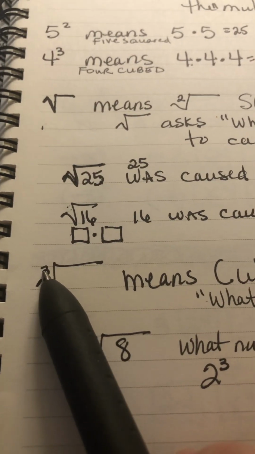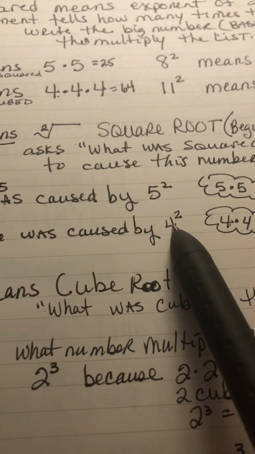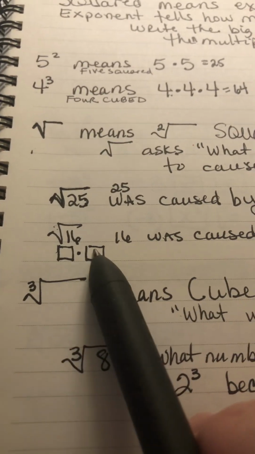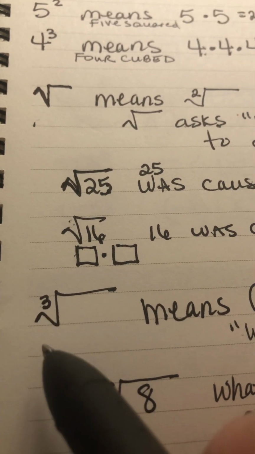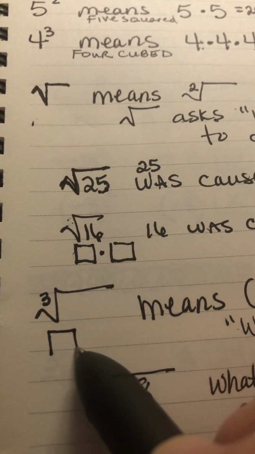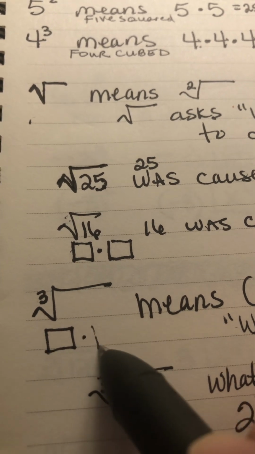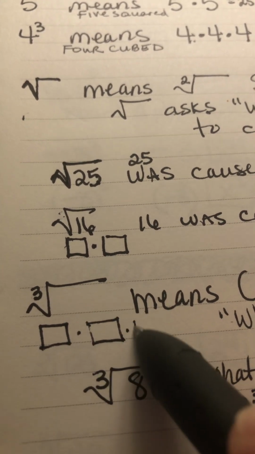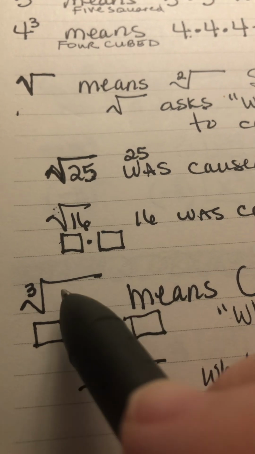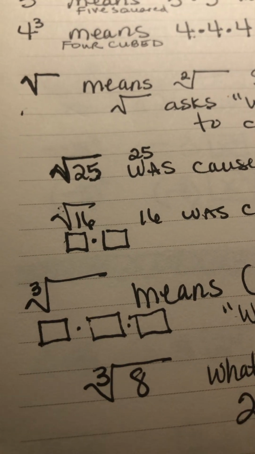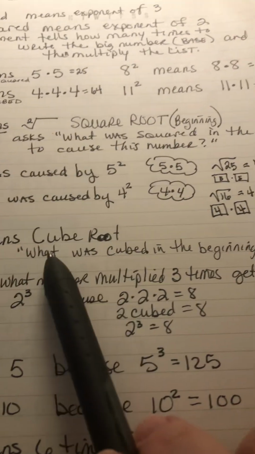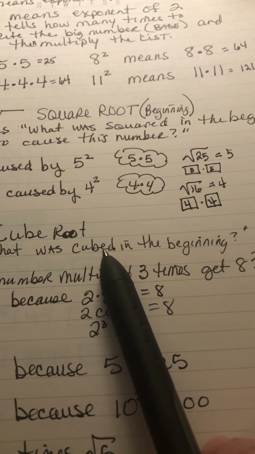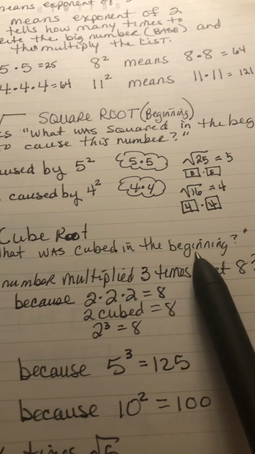This has a 3 in it. So if you don't see a number, you assume we're looking for square roots, just 2 numbers. If you see a number different than that, for example, this is a 3, then we're looking for 3 numbers that are exactly the same, that are multiplying to make whatever number is inside of here. So this means cube root. What was cubed or had an exponent of 3 in the beginning?